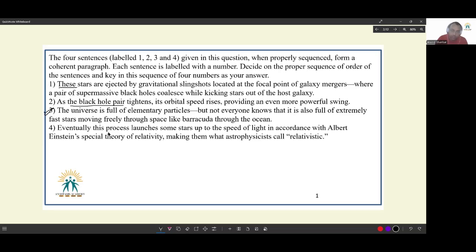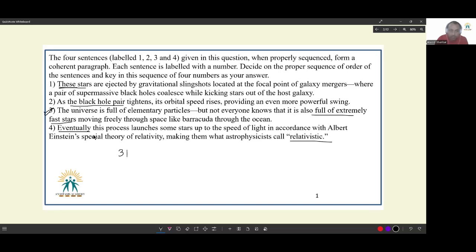Fourth statement, eventually this process launches some stars up to the speed of light in accordance with the Albert Einstein special theory of relativity, making them what astrophysicists call relativistic. Clearly, because this sentence starts off with eventually, it will not be at the beginning of the sequence. So, of these 4 sentences, the one that should be at the beginning of the sequence is 3, and 3 is also full of extremely fast stars that can be linked with these stars.